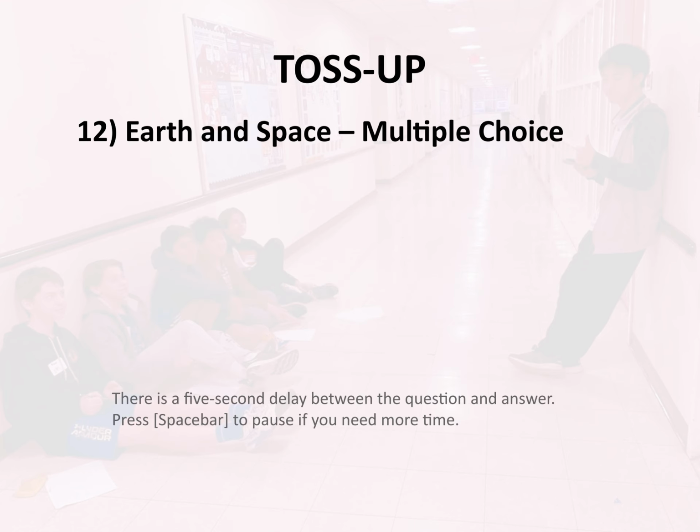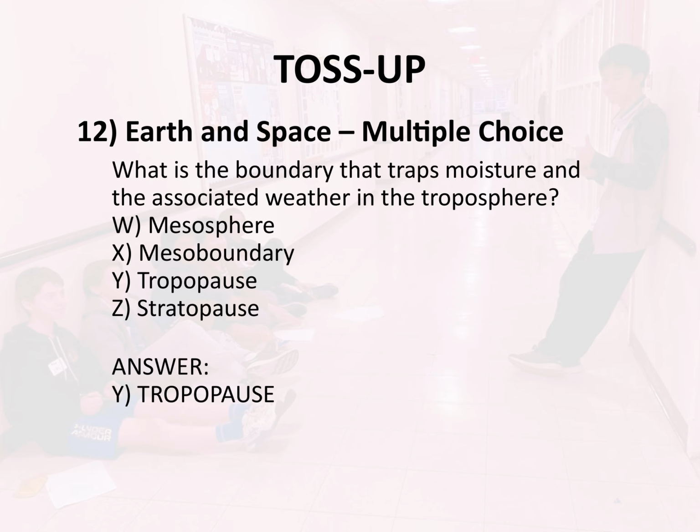Toss-up 12. Earth and space, multiple choice. What is the boundary that traps moisture and the associated weather in the troposphere? W. Mesosphere. X. Mesoboundary. Y. Tropopause. Z. Stratopause. Answer. Y. Tropopause.